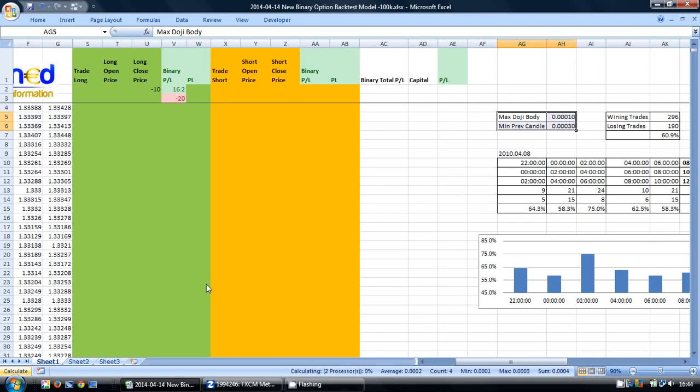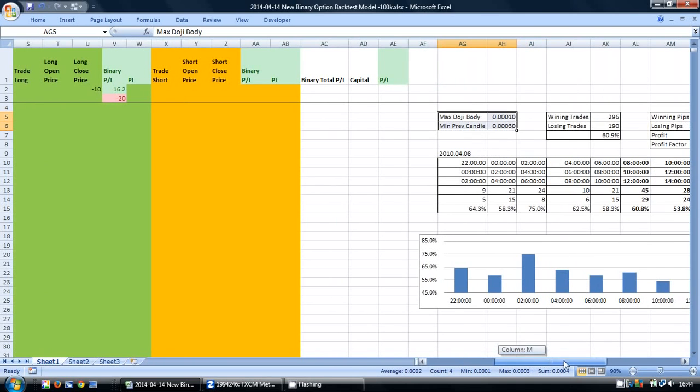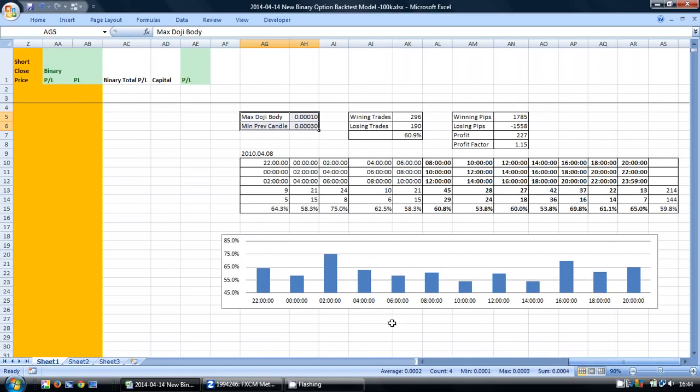Press calculate, and the spreadsheet's going to work out for us whether or not this trading strategy would have been successful or profitably traded during this time period. So we can see here from this data that we have 296 winning trades and 190 losing trades, giving us a win percentage of 60.9%. Assuming the 80% payout, we would be profitable. We would be making about 4% profit on this particular trading strategy over this particular time period.